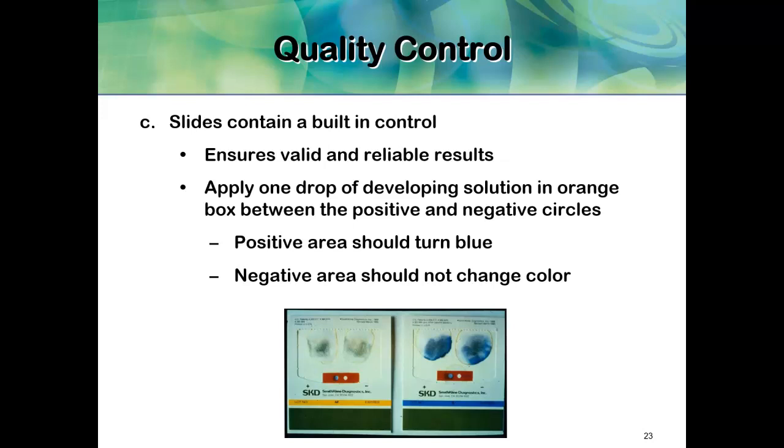Now, the picture you're seeing here is for a hemoccult test. The one that we're going to be utilizing could be a little bit different. But either way, the developing solution we need is going to create a scenario that allows us to see a positive area, which should turn blue. Because on an actual test that a patient runs, if they have a positive test result for hidden blood, that result would turn blue. And the negative area should not change color. It should stay clear or white, which is what we would see in an actual patient's test as well.